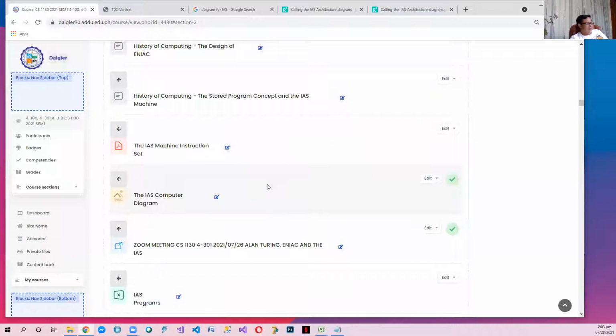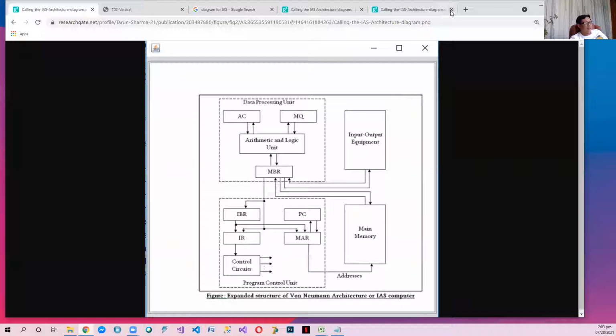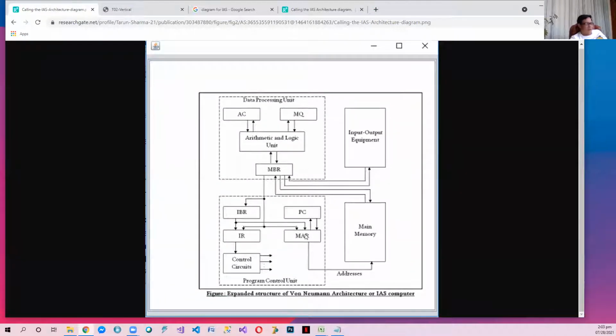Okay. So there it is, no? The diagram. Okay, that's what we have there. The diagram for the... So that's the control unit. So any questions so far? No? Any questions? So this is the diagram for the IAS computer by John von Neumann.